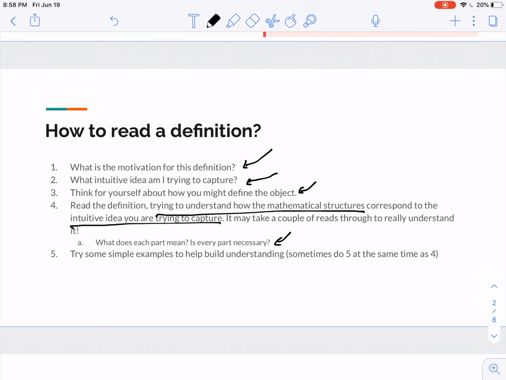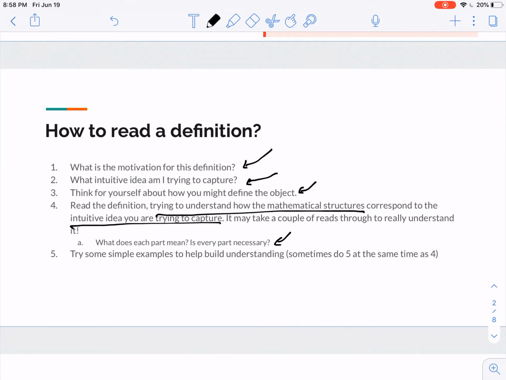And why do we have to restrict the set in this way? For every single part of the definition there should be a reason. And you should really be interrogating as you go through, asking yourself, what part of the intuition does this correspond to? Why wouldn't it capture this intuition if we didn't have this condition here?